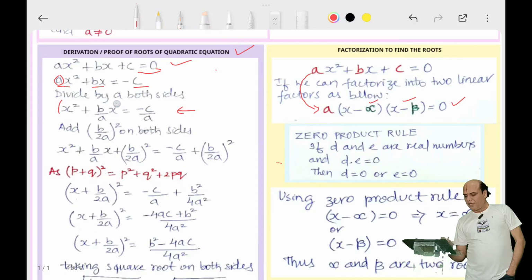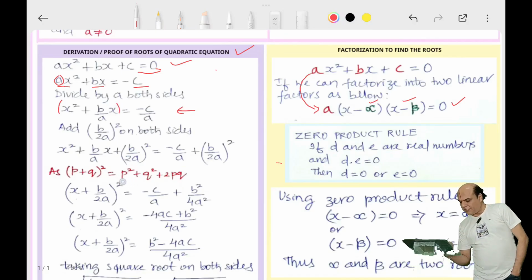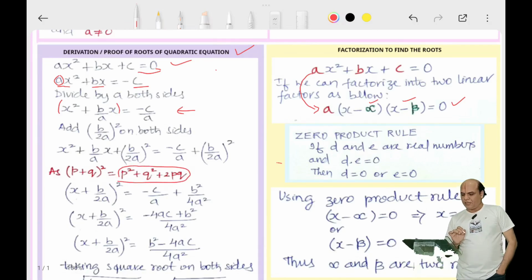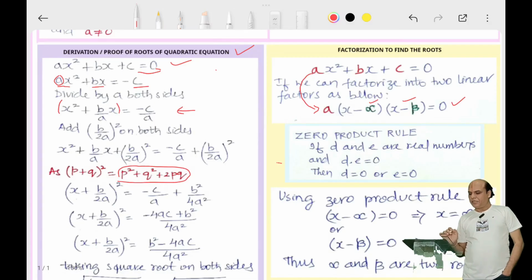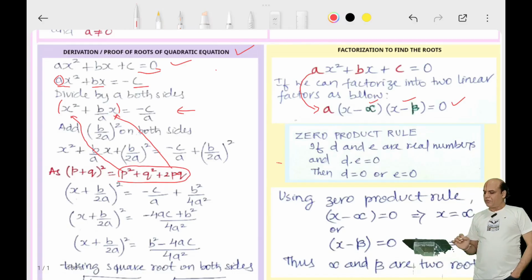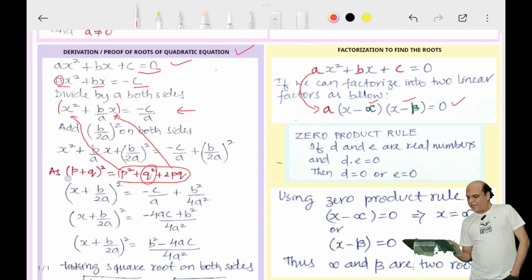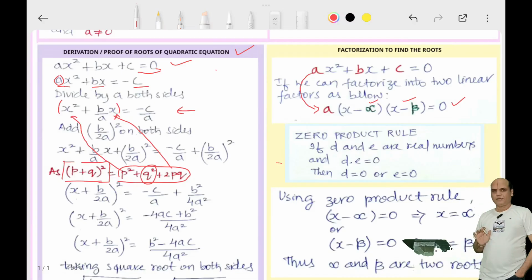Now look at the left hand side, LHS. I want to express this in this form. If you see here in this equation, p square plus q square plus 2pq, p square is nothing but x square here, and 2pq is nothing but bx by a. So I want to introduce q square on the left hand side so that I can write the left hand side in this form: p plus q whole square.